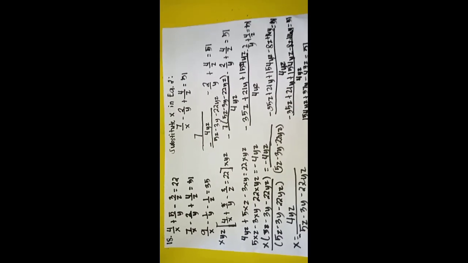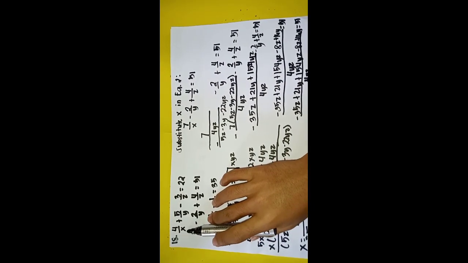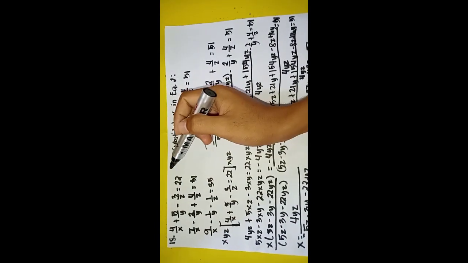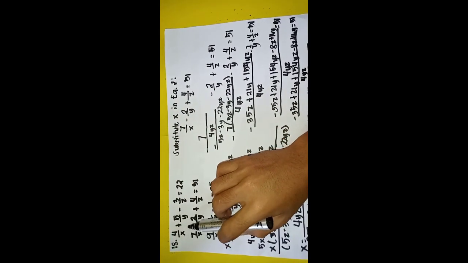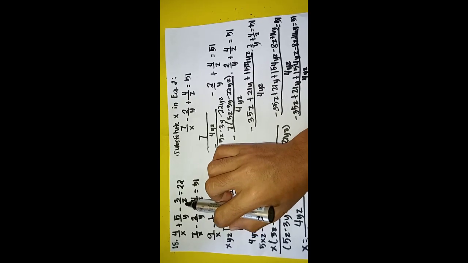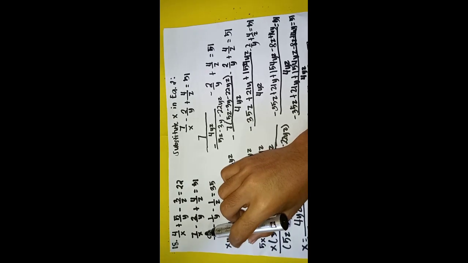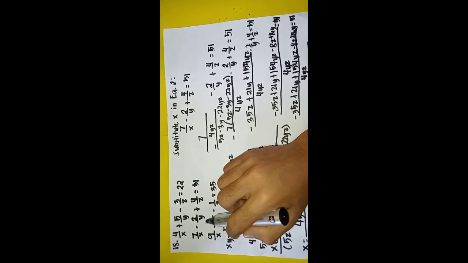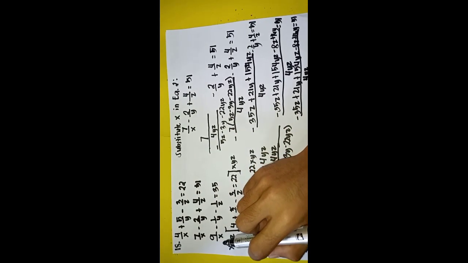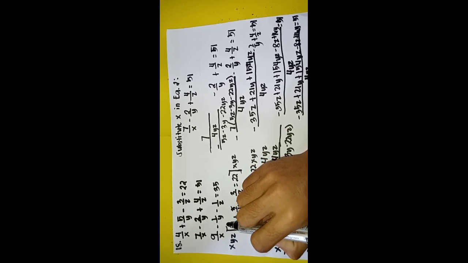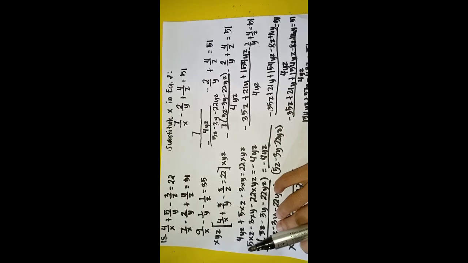Now we're already at the last part of our algebra, and in this problem we have 3 equations. The first equation is 4 over x plus 5y minus 3 over z equals 22, and the next equation is 7 over x minus 2 over y plus 4 over z equals 51, and the last equation is 9 over x minus 1 over y minus 1 over z equals 35.